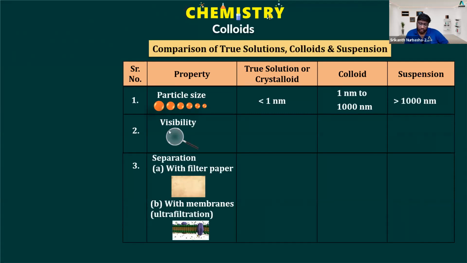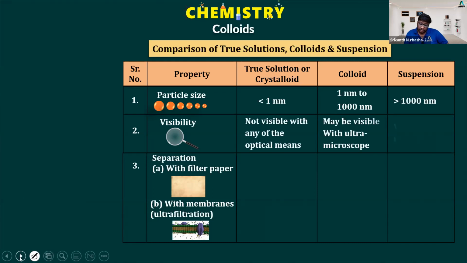Like with any microscope, you cannot see the crystalloid particle. May be visible with ultra microscope. Colloidal particles can be visible with the ultra microscope. Suspended particles you can directly see with the human eye.